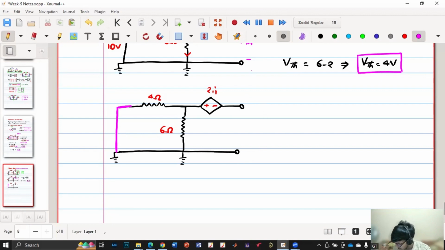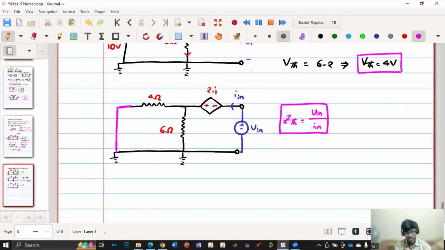So now I will connect a known voltage source, V input, and say the current it supplies is I input. Now I know my ZTH is nothing but V input by I input. Do you agree? Yes, sir. So now I'll assume the current direction. This is my current direction.